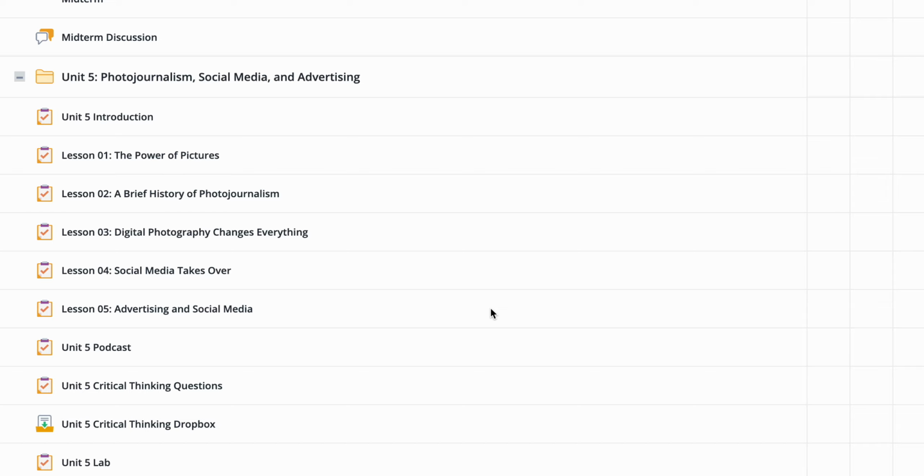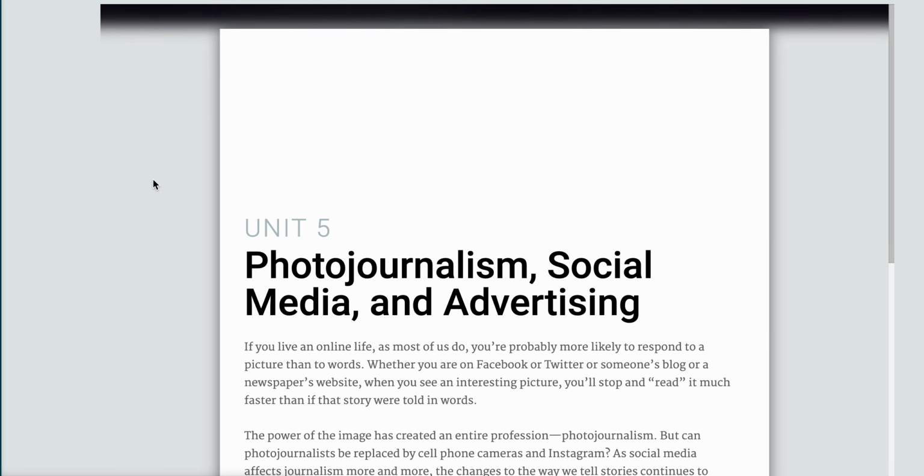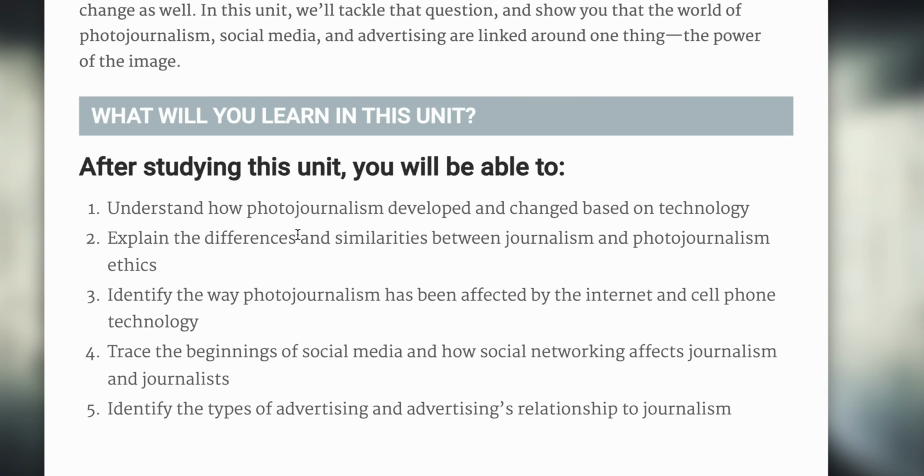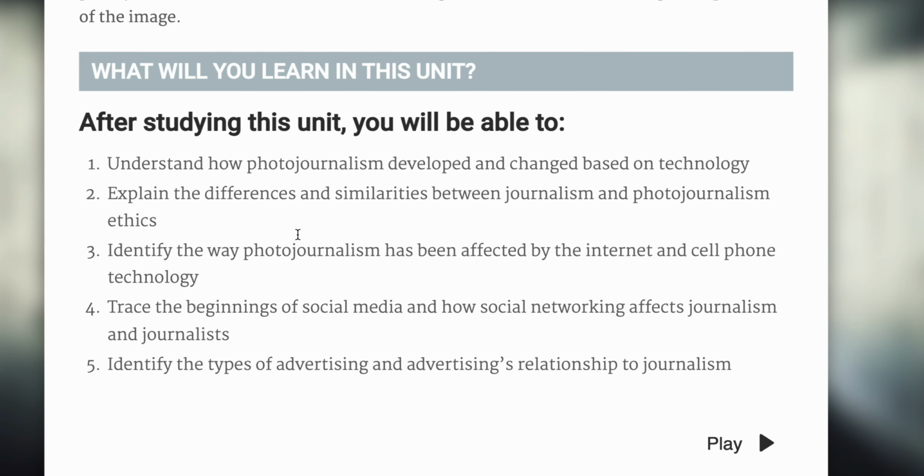Now, Unit 5, Photojournalism, Social Media and Advertising. As usual, we will start with the introduction that has the objectives. The objectives are very important because they lead the way through the unit. You need to make sure that you understand the objectives and you are able to answer and discuss those objectives thoroughly.